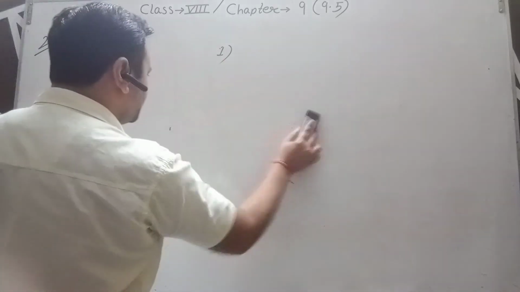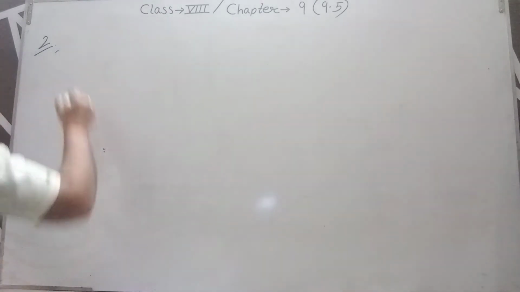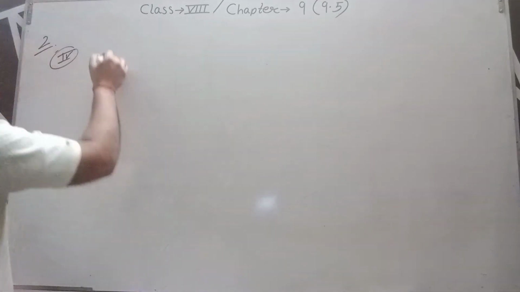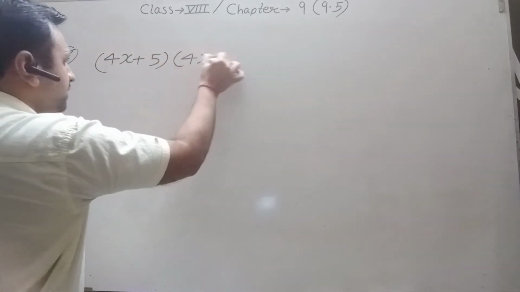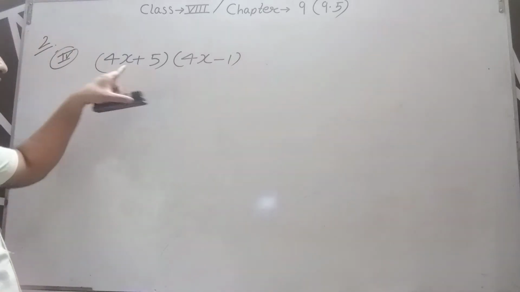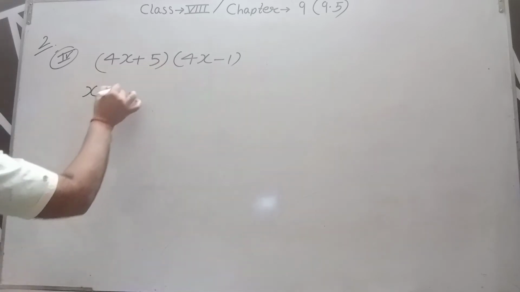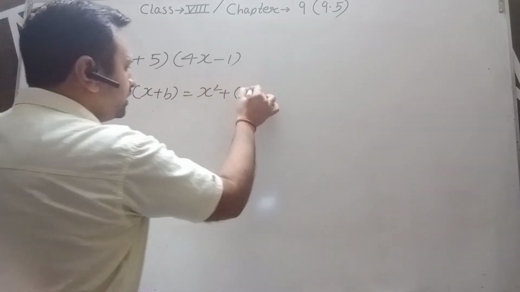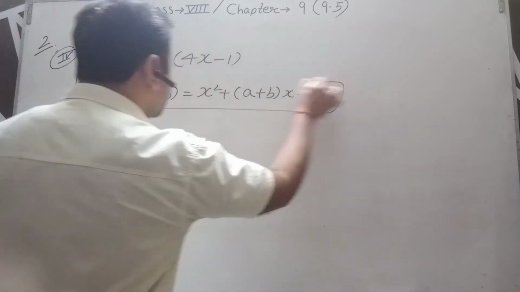Now we try another part, suppose we try the fourth part. In the fourth part, the first binomial contains 4x + 5 and the second binomial contains 4x − 1. These are two binomials in which the first term is the same but the second term is different. The identity we can use is (x + a)(x + b) = x² + (a + b)x + ab, and note down the identity in a box.